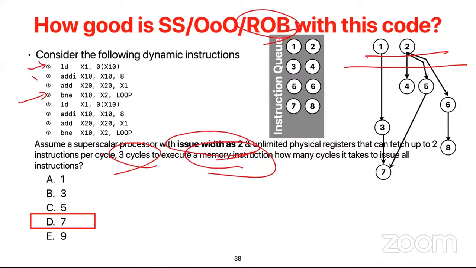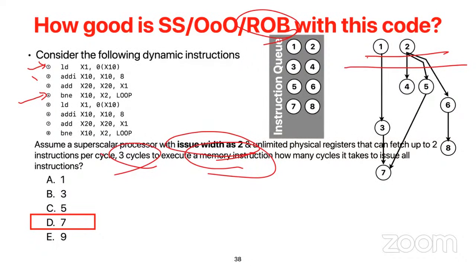So the capability of executing your instructions completely depends on the capability of issuing your instructions. And for this question, it turns out that it takes a total of 7 cycles if you draw the pipeline diagram, the data flow graph, as what I did here.